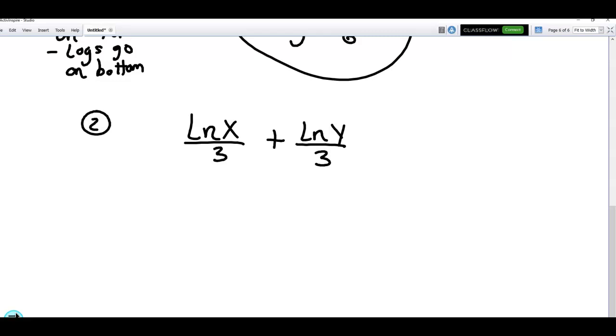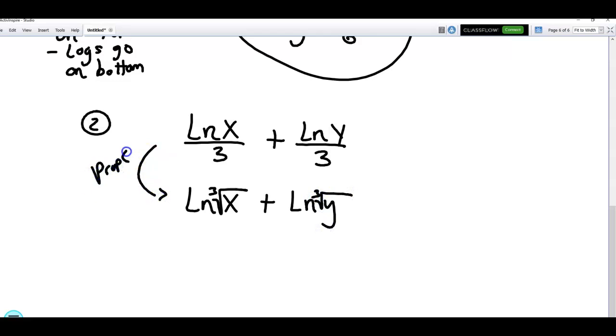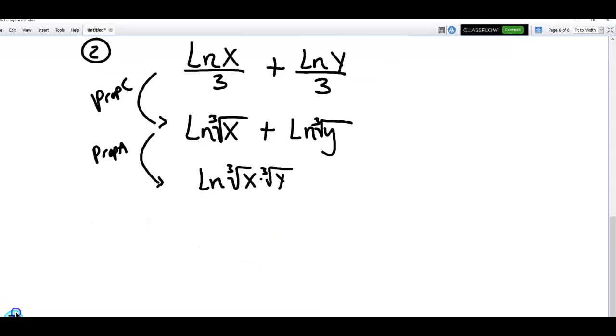Okay, well, I think you guys are probably comfortable with this at this point. We're going to change that into a cube root. We're also going to change this into a cube root. That's property C. It's the weird version of property C. Next, since it's addition, we're going to do property A. So this is going to be ln of the cube root of x times the cube root of y. Now here's where the new thing comes in. So I'll wait for a second. Make sure you got that all written down.